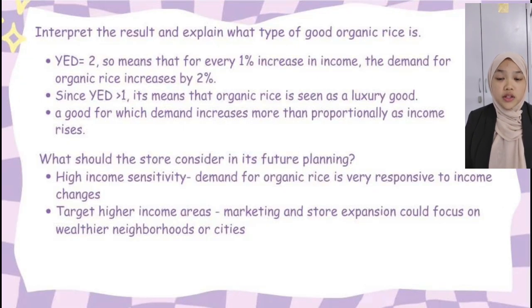Okay, so the last question is to interpret the result and explain what type of good organic rice is. Income elasticity of demand is 2, which means that for every 1% increase in income, the demand for organic rice increases by 2%. Since income elasticity of demand is greater than 1, organic rice is seen as a luxury good, a good for which demand increases more than proportionally as income rises.